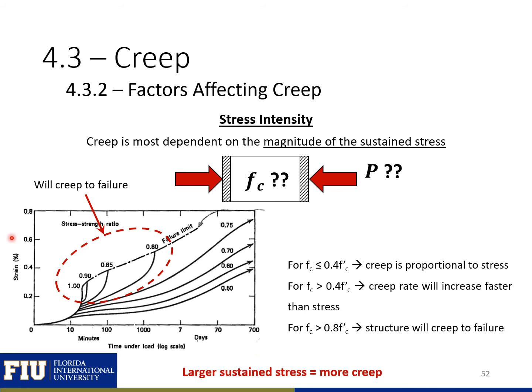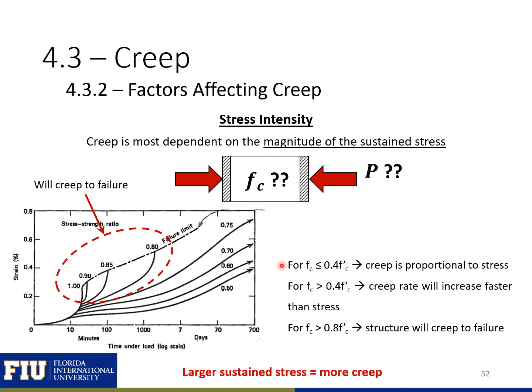We can see here plotted the strain versus time plot for several different stress intensities, 50% of f'c up to 100% f'c. And what we can see is that for 50 through 75% f'c, our beam is going to creep, but it won't creep to failure. When we're at 80, 85, or 90% f'c, we can apply and sustain a load and it will creep until it fails.